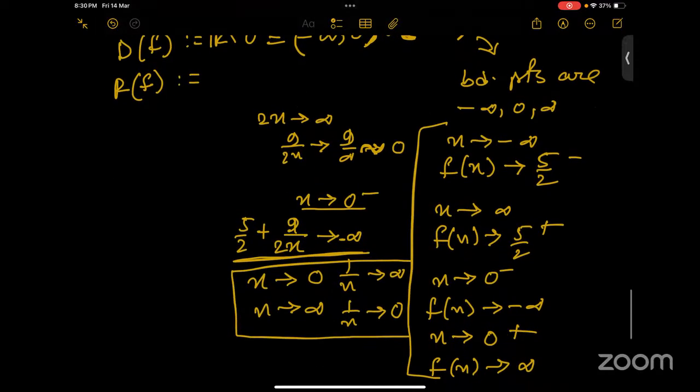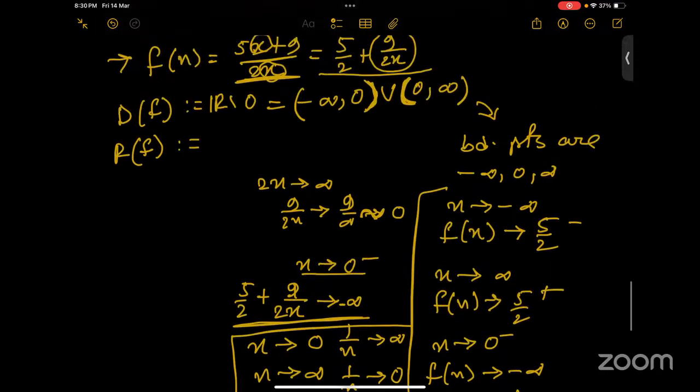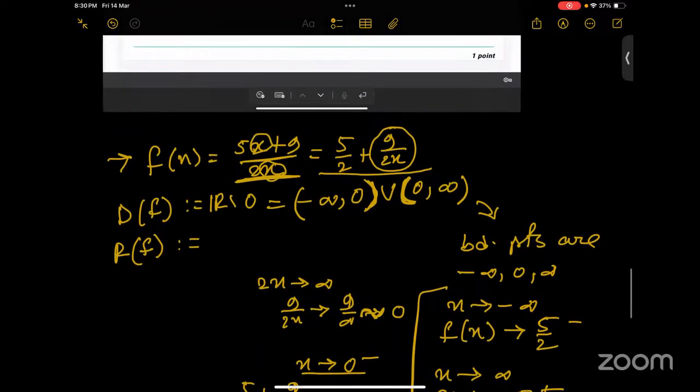Ma'am, can we use this boundary condition whenever we have to find the range? Yes, whenever you have the domain, you just check at the boundary points whenever you have to find the range.